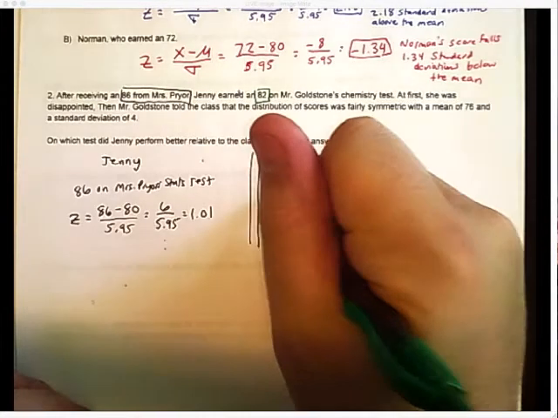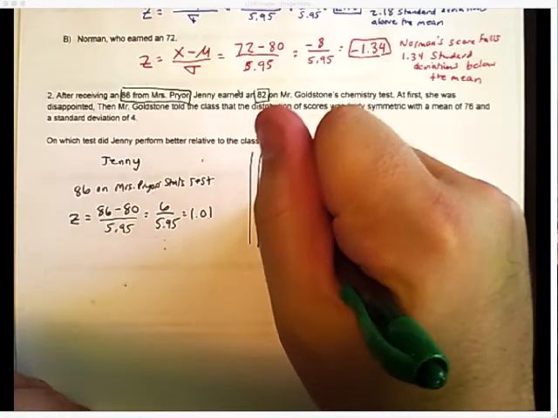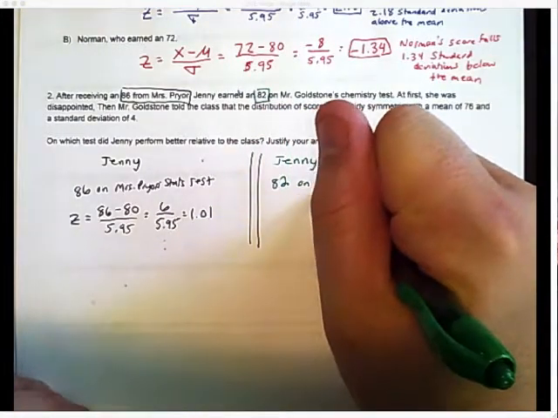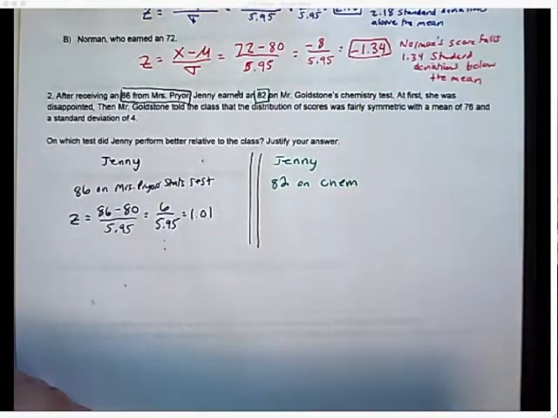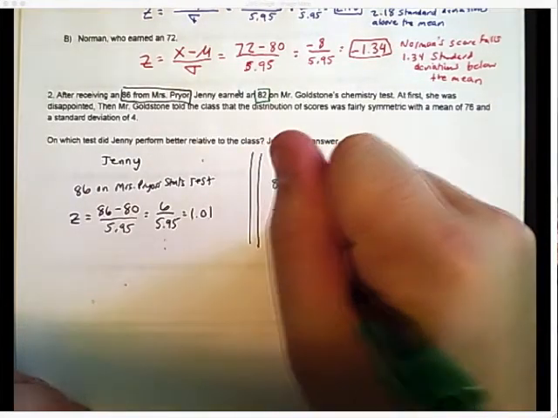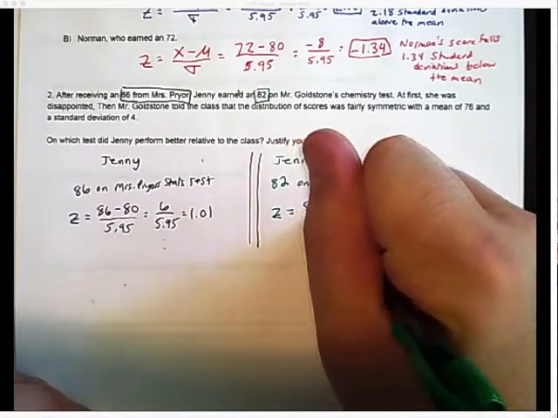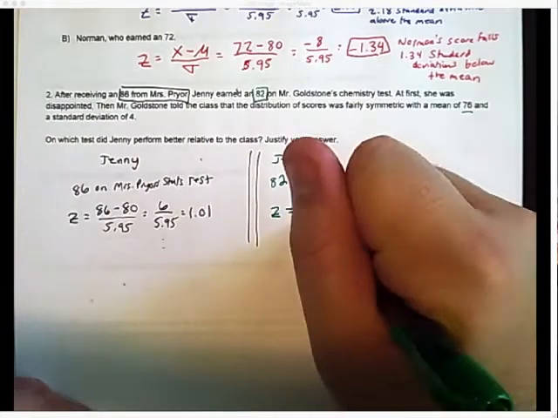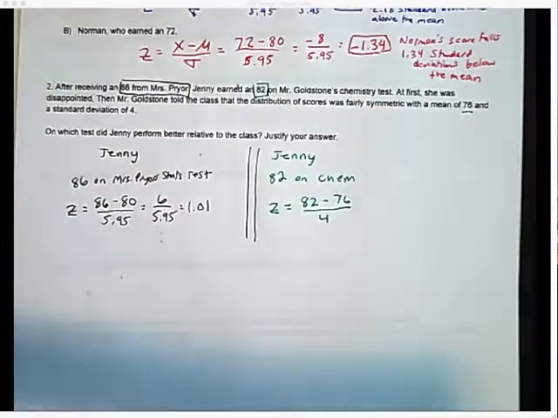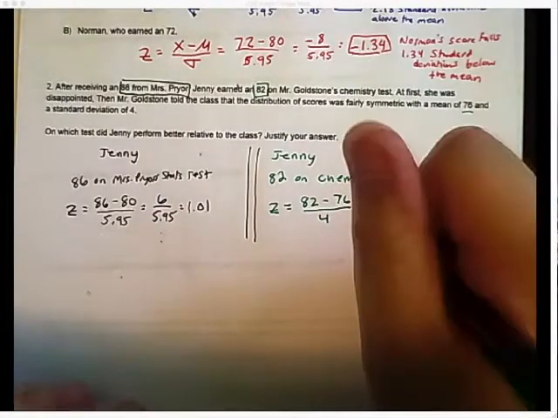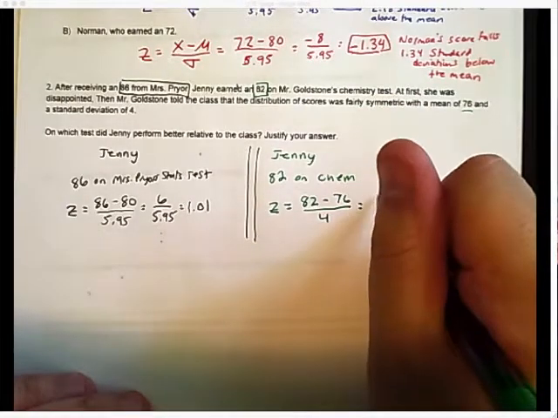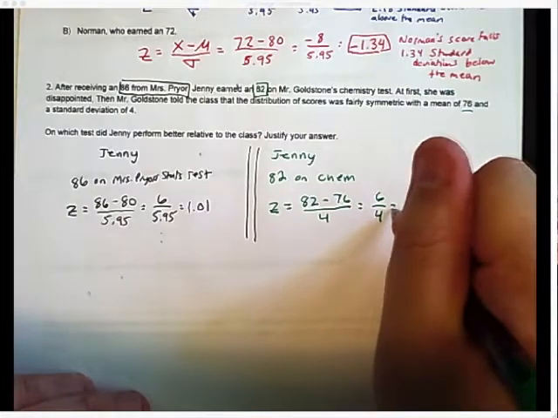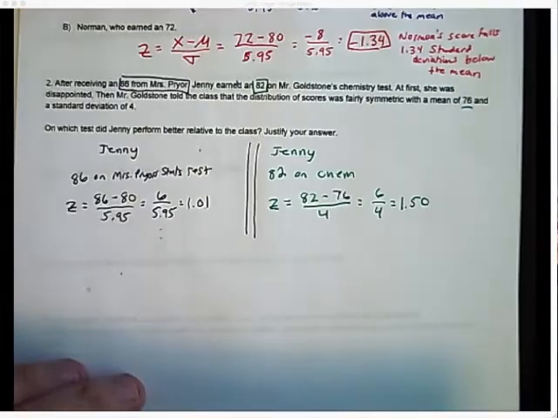So she got 82 on chem, on Mr. Goldstone's chemistry test. Let's figure out what her z-score was on that. Well, she got an 82, but what was the mean there? The mean there was 76, so it had a lower mean. It also had less spread. The spread there was only 4. So here, 82 minus 76 is 6 over 4, and as a decimal, that's 1.50.